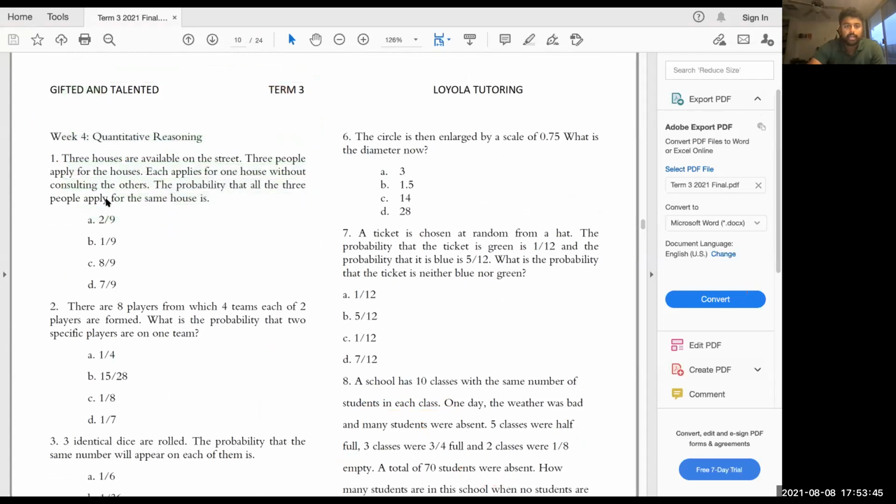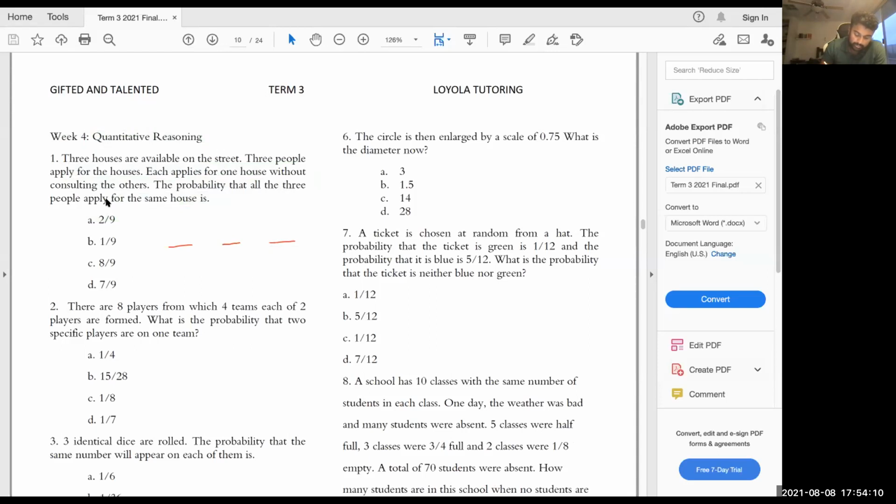Okay. 3 houses are available on a street. 3 people apply for houses. Each applies for one house without consulting the others. The probability that all 3 apply for the same house is what? So how many houses are there? Oh, it doesn't say. 3 houses. Oh, there's 3 houses available in the street. So 1, 2, 3, and then each person applies for a house without consulting the others.